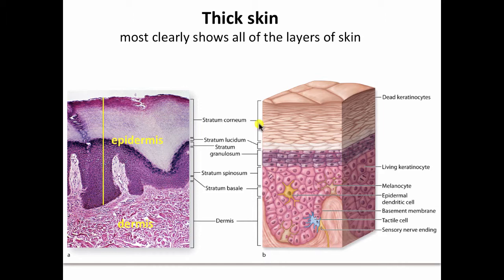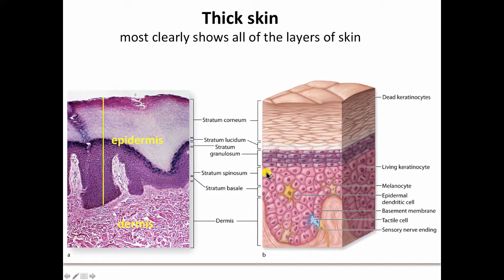We'll look at thick skin in some detail because it is in thick skin that all of the characteristics of skin are best shown. Thin skin may or may not contain all of the layers that are present in thick skin. The basalmost layer of the epidermis of skin is called the stratum basale, and it is here that one finds stem cells that are responsible for dividing and producing all of the other layers that comprise the skin.